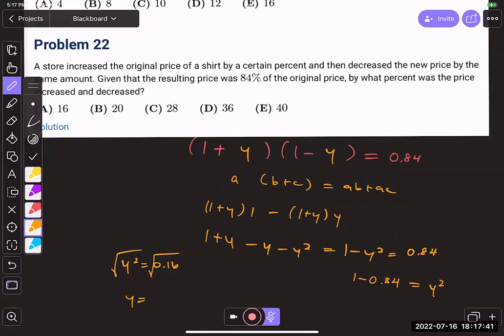Y is 0.4. You can think of this as 16 over 100. The square root of that is equal to 4 over 10. Square root each of the 16 and the 100 to get 4 over 10. Our answer here is E, 40%. So that's going to be the correct answer here. 40% is the way to go.